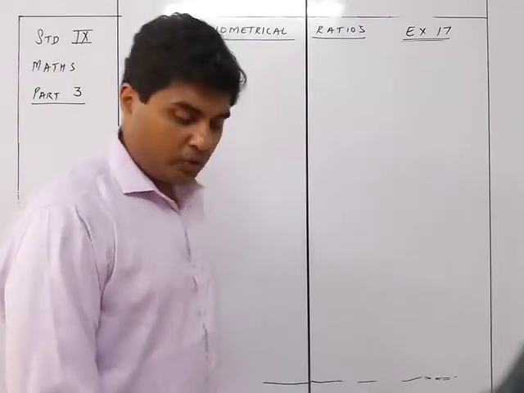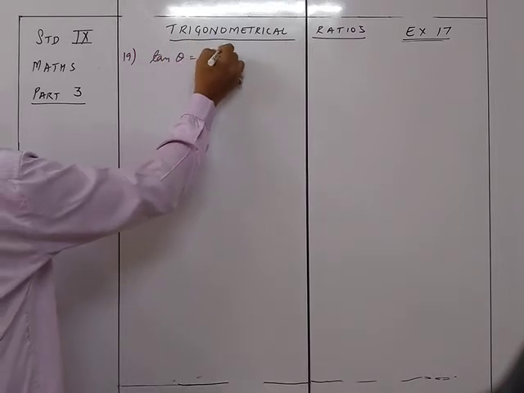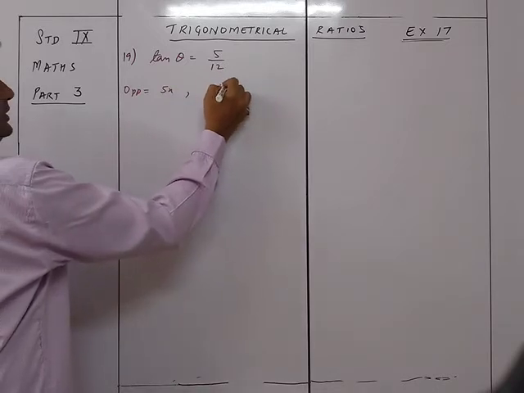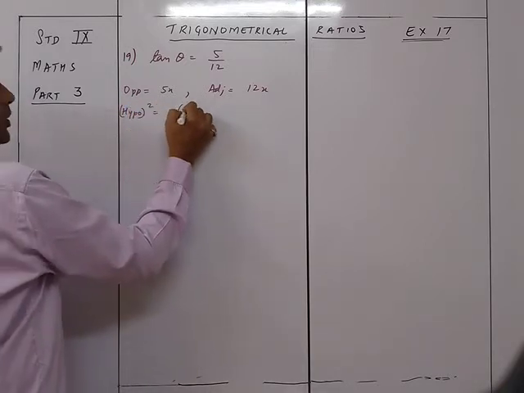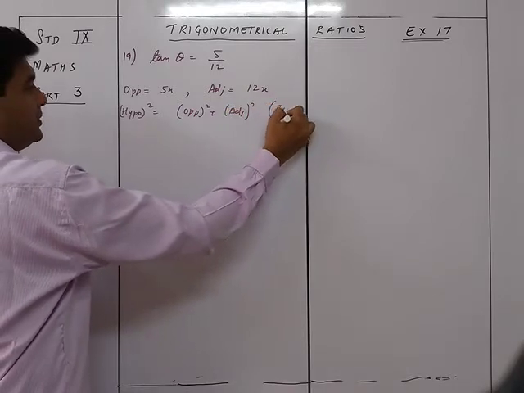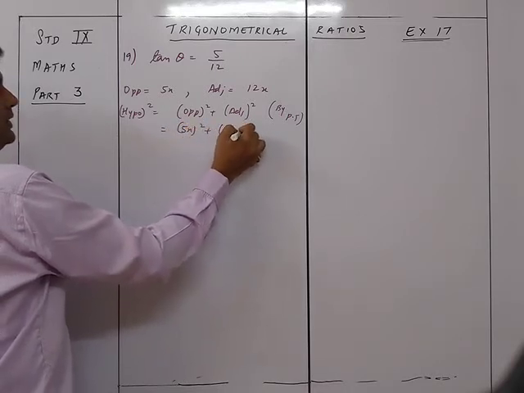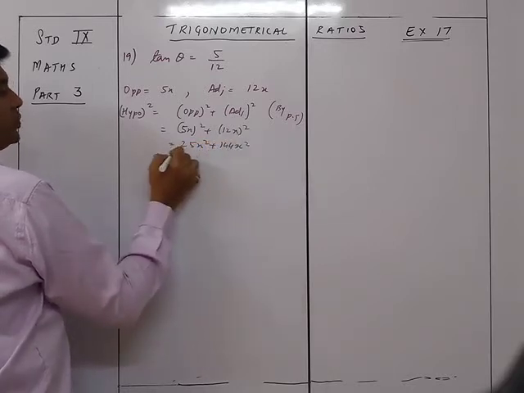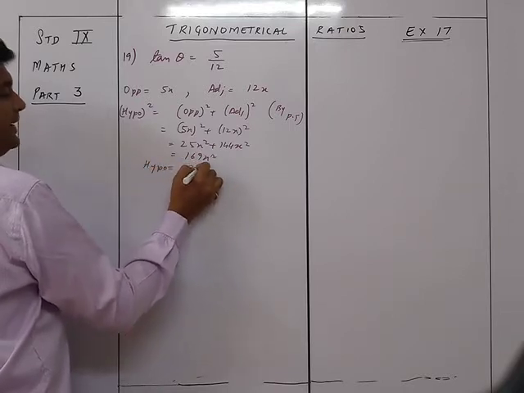Same way, tan theta is 5 upon 12. So sum number 19, tan theta is equal to 5 upon 12. That gives you opposite is equal to 5x and adjacent is equal to 12x. Therefore hypotenuse square is equal to opposite square plus adjacent square, by Pythagoras theorem. We have over here 5x the whole square plus 12x the whole square is equal to 25x square plus 144x square is equal to 169x square. Therefore, hypotenuse is equal to 13x.